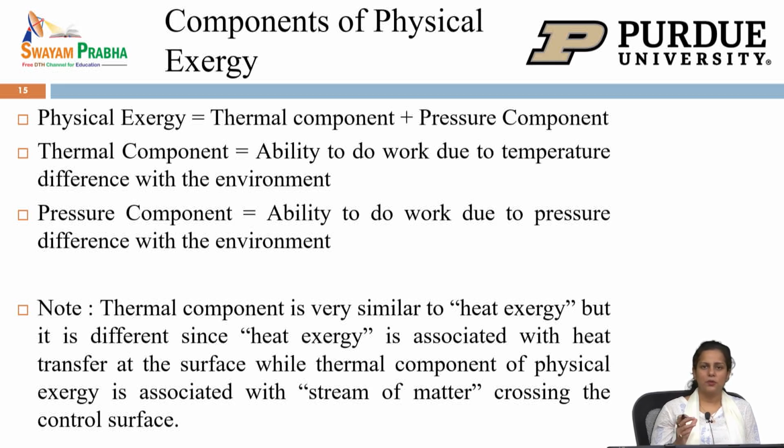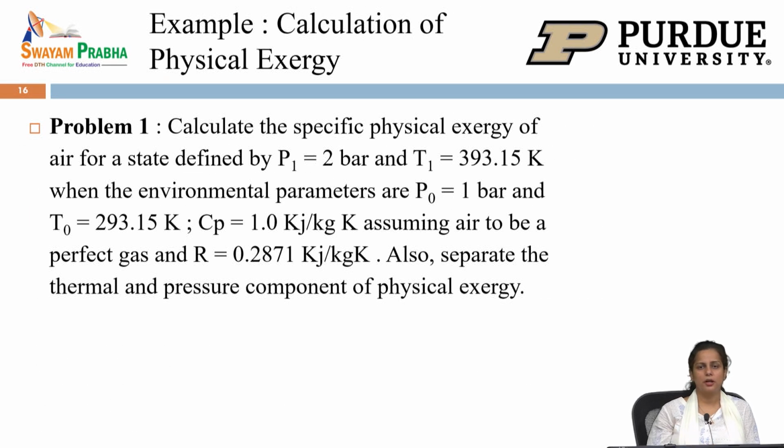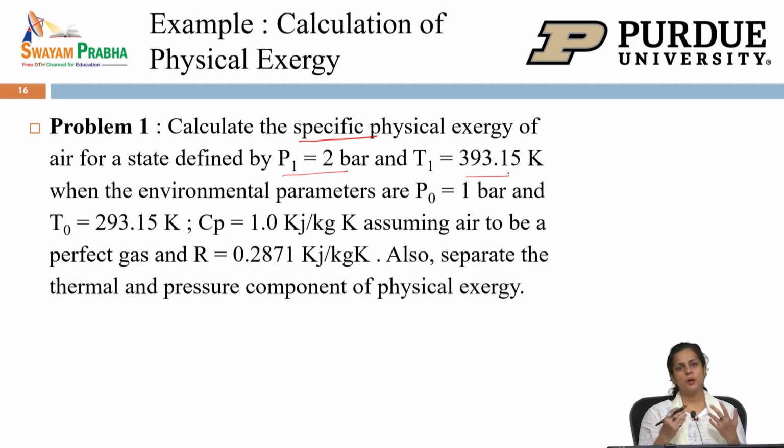So now that we know how to calculate physical exergy, what we will do is we will do a quick problem to calculate the physical exergy. So here in this problem, you are asked to calculate the specific physical exergy. Whenever you see the word specific, that means that you are doing per unit mass. So we are going to calculate the specific physical exergy for air for a state defined by P1 equal to 2 bar and T1 is 393, which means that you have a process that needs heated air for its system, and at a high pressure.